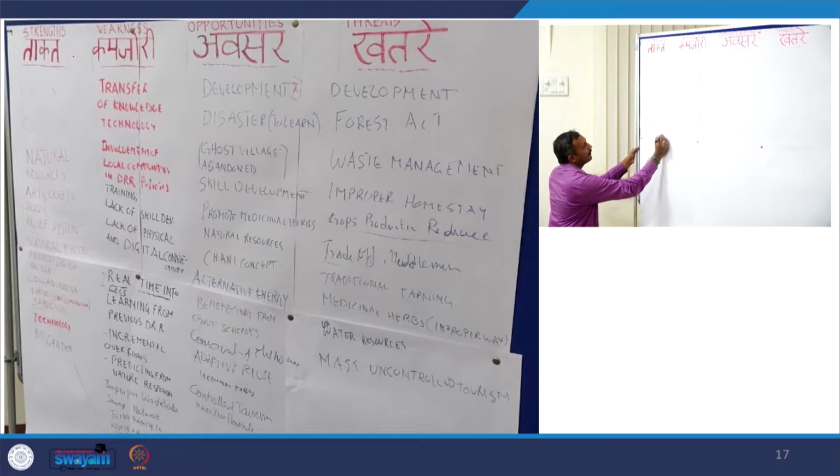And when it comes to the weaknesses, we have the transfer of knowledge, because they have rich knowledge of medicinal herbs, of understanding of places, and of waste management. But how do we transfer it from one generation to another? Similarly the technology, as I said before, is also considered a weakness. And the involvement of the local communities in the DRR policies. What they believe is that the policies and training programs happening at the block level or district level don't reach the villagers, on how we have to protect ourselves from disasters.